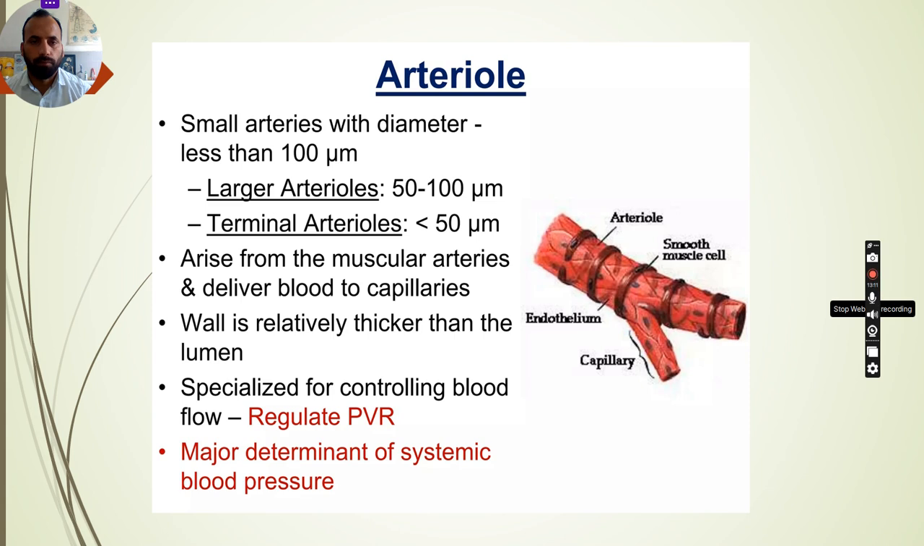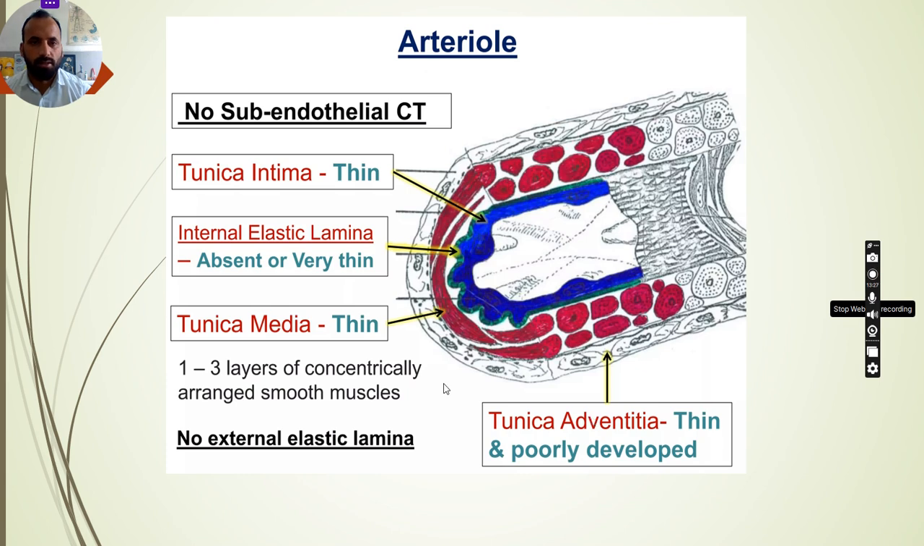So coming to the arteriole, these are small arteries with a diameter less than 100 microns: large arterioles and terminal arterioles. Basically they control the blood flow, and these arterioles are major determinants of the systemic blood pressure. So, the basic structure of the arteriole: no subendothelial connective tissue in the tunica intima.